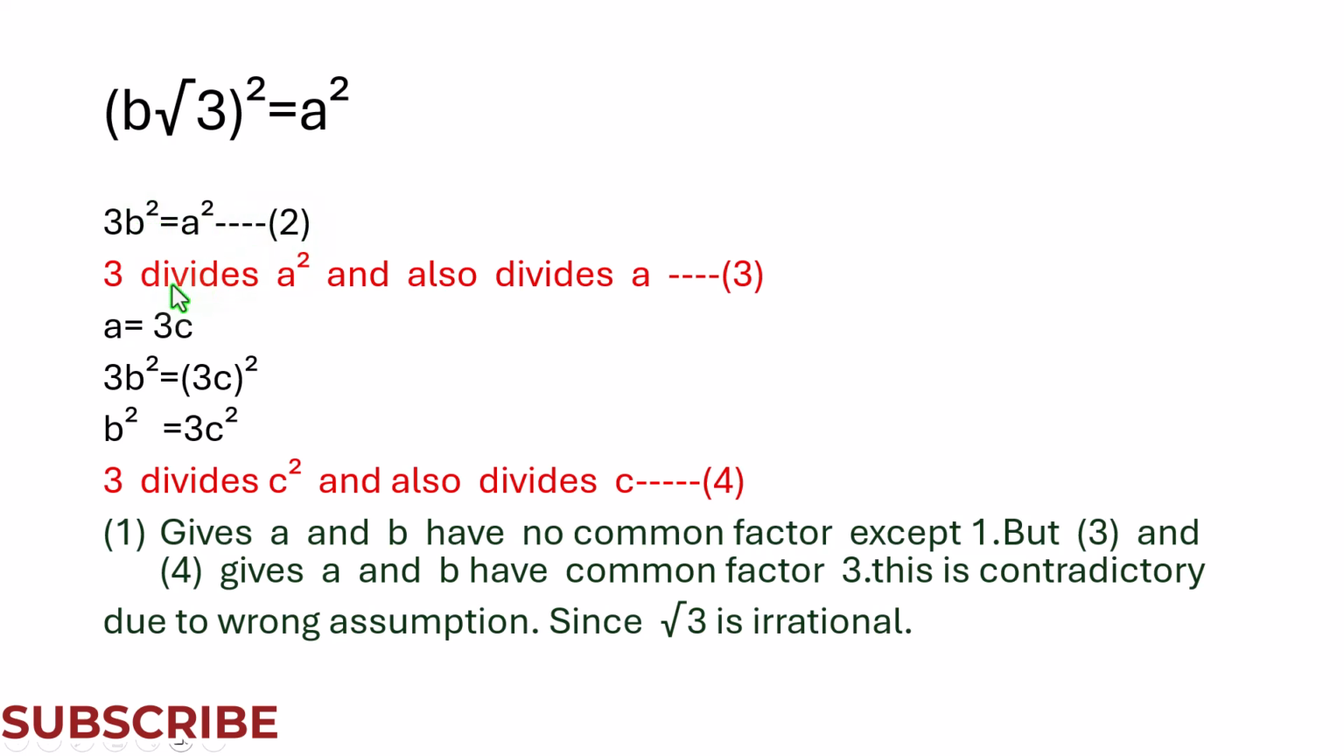Equation 2: 3 divides a square and also divides a. Now a is equal to 3 into c. Put in equation 2: 3b square is equal to 3c whole square. 3 square is 9, and 9 by 3 is 3, so b square is equal to 3c square. Now 3 divides b square, and also divides b. Equation 1 gives a and b have no common factor except 1, but 3 and 4 give a and b have common factor 3. This is a contradiction due to the wrong assumption, so root 3 is irrational.